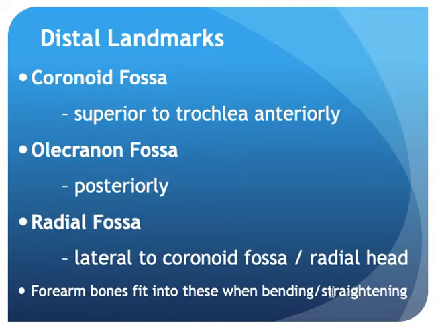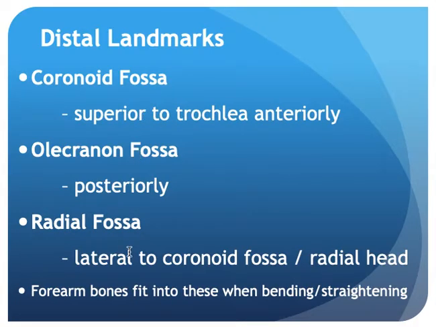Okay, we also get a couple other little landmarks, and we get some other fossas. So these are fossas that are on the distal humerus. We get a coronoid fossa, okay, different from the coracoid. We get an olecranon fossa on the back side, and then we get a radial fossa, and this one's going to be a little more lateral, and this one's going to be, again, for that radial head.